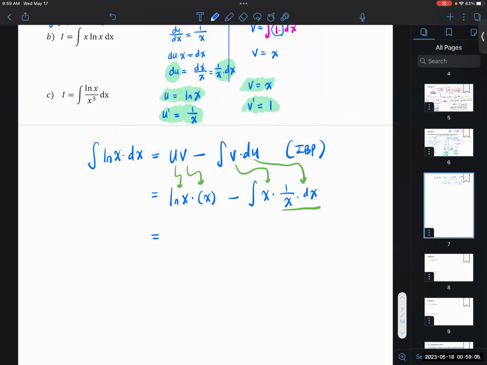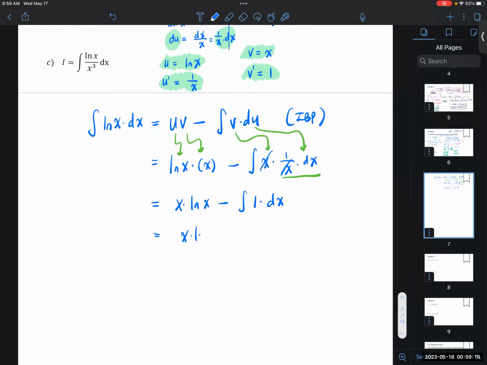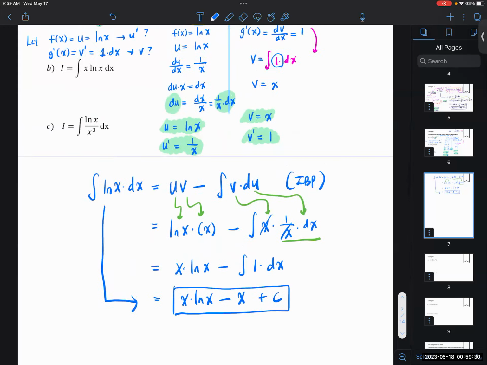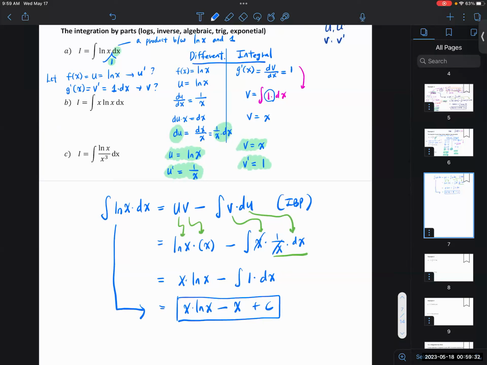So therefore, this is going to be x times ln x minus, oh, they're gonna be canceled. It's gonna be 1 dx. And then taking the integral, it's going back to x plus c. That's your final answer. So we got the answer, x times ln x minus x plus c. By utilizing IBP, you found all the u prime, v, and v prime. That's a key point. So this is the IBP method.